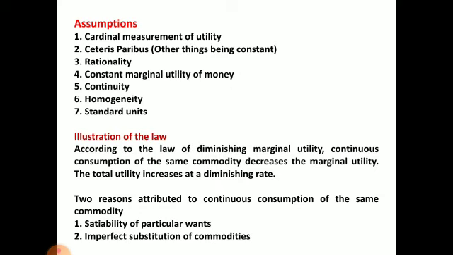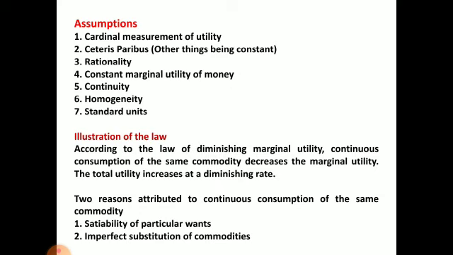We know that the law assumes that the marginal utility of everything decreases. But when it comes to money, it assumes that it remains constant. Since money is used as the measuring rod of utility, this assumption has to be made, otherwise, the law will not work. And the next assumption is continuity.